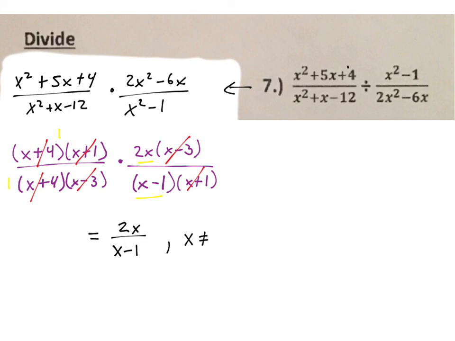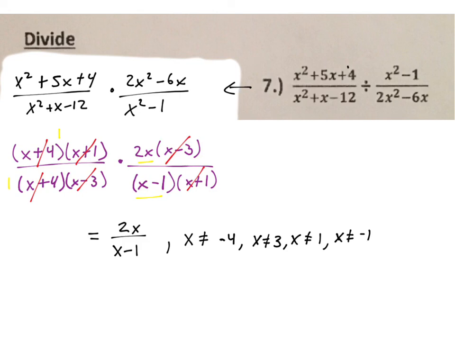So x cannot equal, in this case, negative 4. x cannot equal 3. x cannot equal 1. And x cannot equal negative 1. So we're going to put those together.